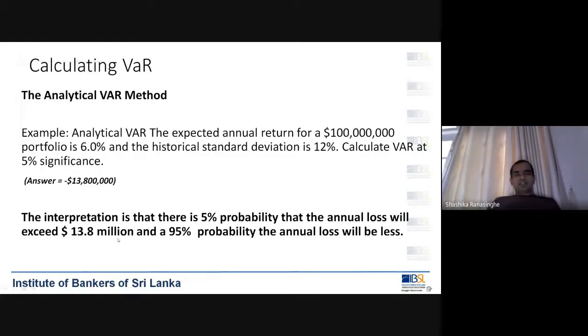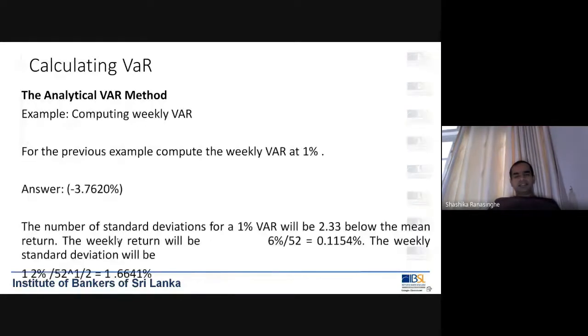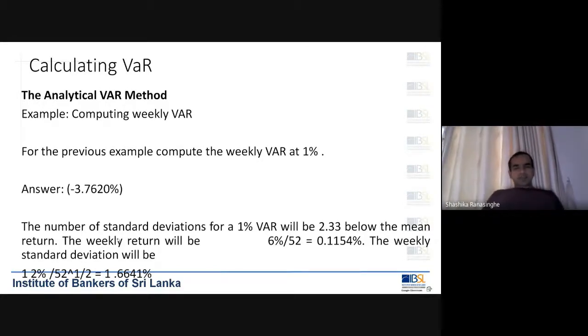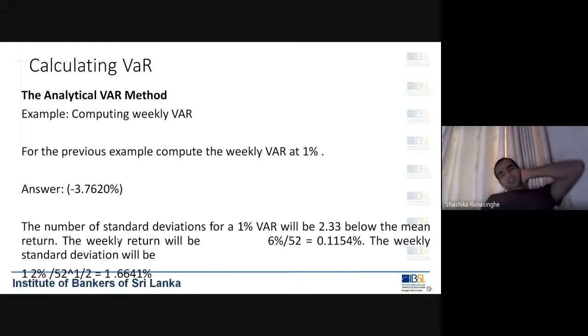The interpretation is that there is a 5% probability that the annual loss will exceed $13.8 million and a 95% probability that the annual loss will be less. Computing weekly value at risk for the previous example: to compute weekly value at risk, you need to divide the return by 52, and the standard deviation by square root of 52.